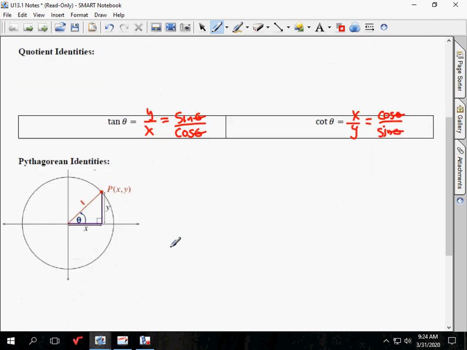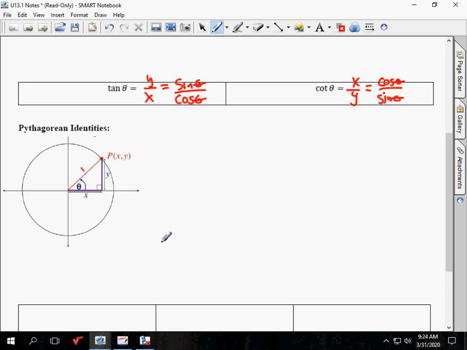All right, and then we have what's called the Pythagorean Identities. The Pythagorean Identities come from the Pythagorean theorem. If you remember, a squared plus b squared equals c squared. I'll just write it right here. Well, in our triangle on this unit circle, the horizontal part was x, and the vertical part is y. Those are the legs of the right triangle, and the hypotenuse we can see is 1. So then we have x squared plus y squared equals 1 squared.